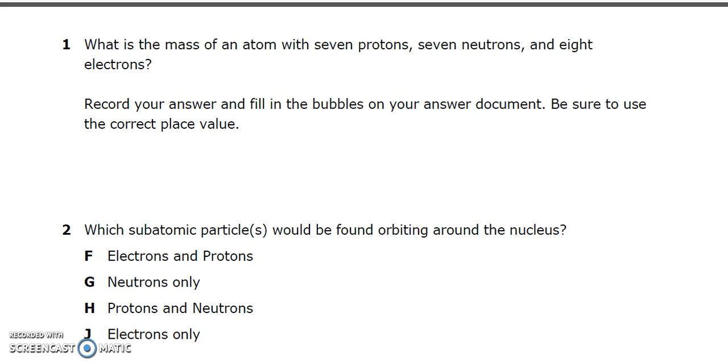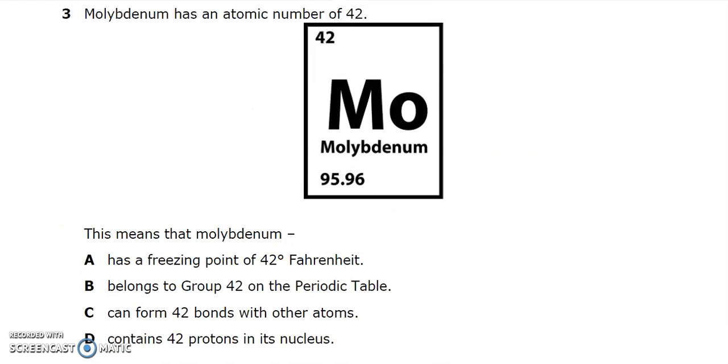Number 2. Which subatomic particle would be found orbiting around the nucleus? F. Electrons and protons. G. Neutrons only. H. Protons and neutrons. J. Electrons only. Number 3.